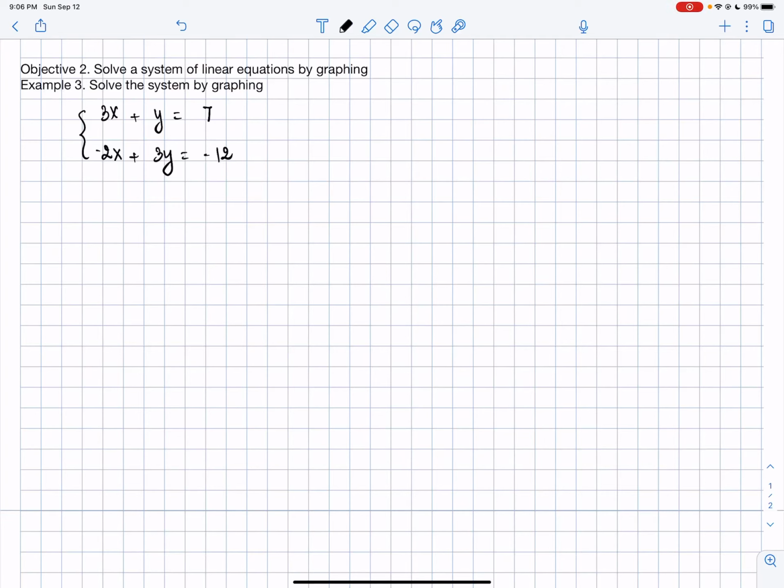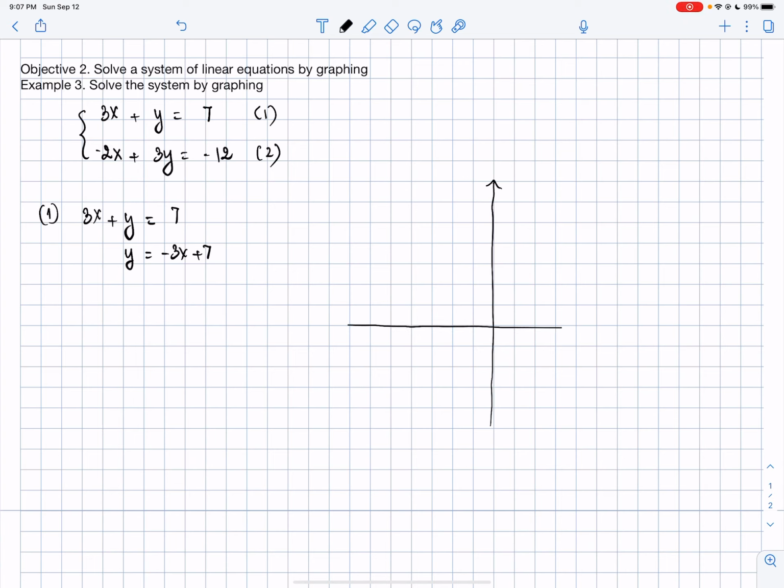Objective number 2, solve a system of linear equations by graphing. Example 3, we want to solve the system by graphing, so let's label 1 and 2. So for equation number 1 graphing, we recall in chapter 3, we have two ways to graph. We can either solve for y by minus 3x both sides, and then we do the point slope form to graph. So that is one way, and the other way we can make the table.